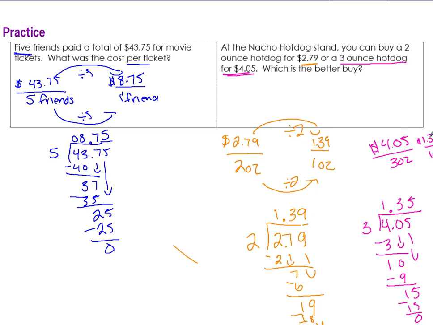So is it cheaper to go with the 2-ounce or the 3-ounce? Well, $1.35 per ounce is cheaper than $1.39 per ounce. So I'm going to say that the 3-ounce for $4.05 is the better buy.